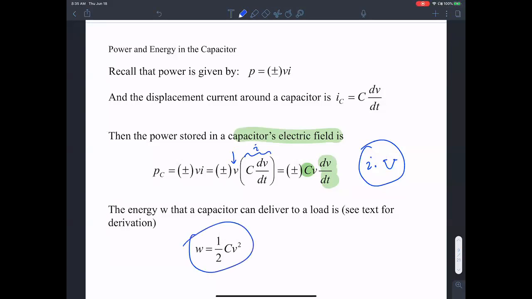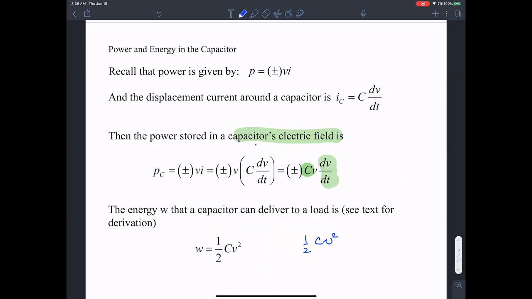Here again is our familiar half kx squared formula. 1/2 L i squared was the energy stored in an inductor. 1/2 CV squared is the energy stored in a capacitance, the energy that a capacitance can deliver, where C is the capacitance value and V is the voltage applied across the capacitance. So the energy stored in a capacitance, or the energy that it can deliver to the load, is 1/2 C V squared.